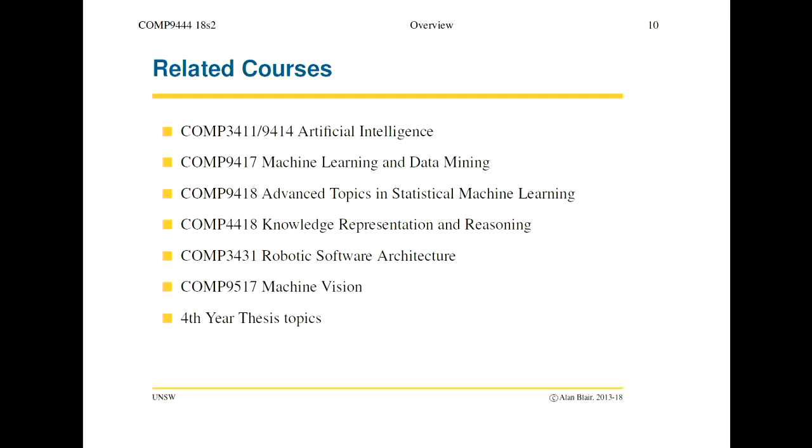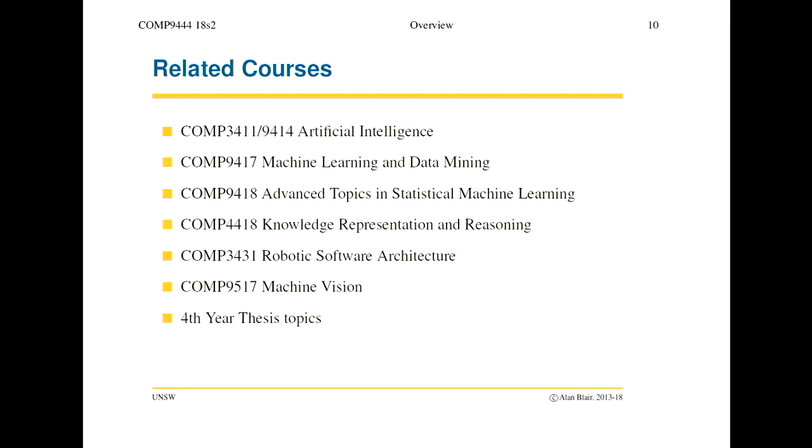Now, there are some related courses in this school in the field of artificial intelligence. There's the artificial intelligence course, which ran last session and will run again next session. There's 9417, machine learning and data mining, which I think will run in first session next year. I think 9418 is running now. That's the course Edwin is teaching, Advanced Topics in Statistical Machine Learning. 4418 is more to do with symbolic methods. That's running in this session.